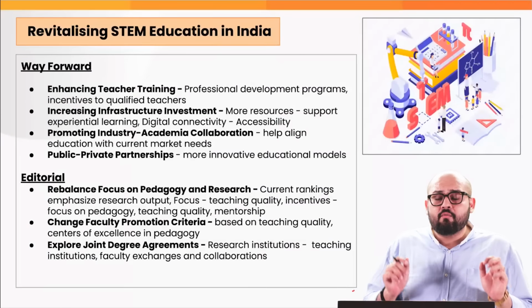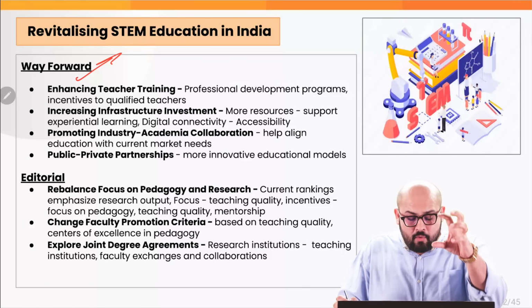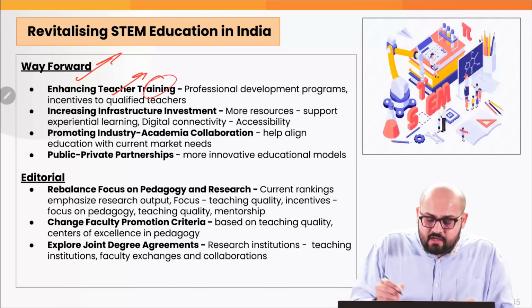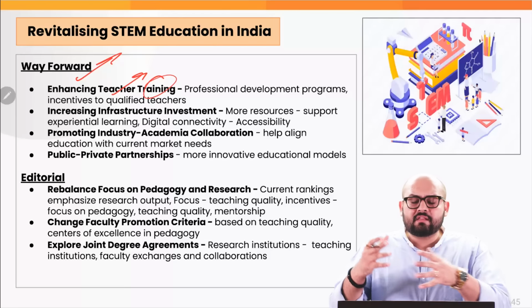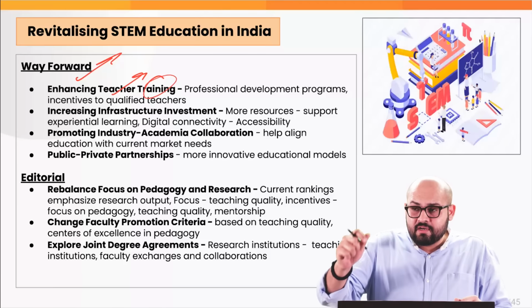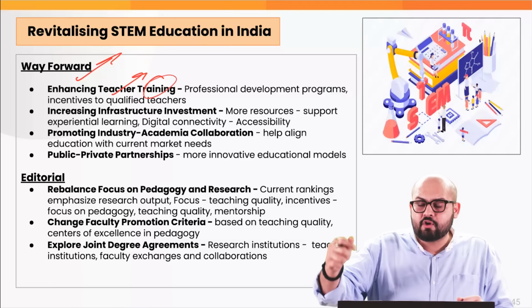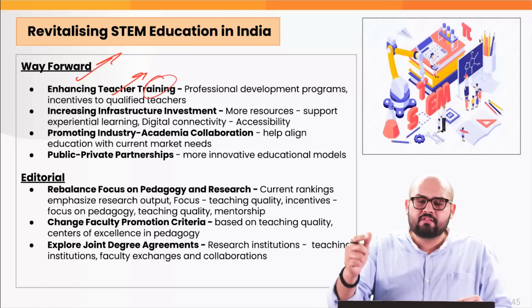Next aspect is what should be the way forward. The first is there needs to be an adequate focus on enhancing teacher training. Teacher training becomes very important. We always focus on making sure that students are given training. A student should be given vocational training. Students should be taught these skills. But that is only possible once we have good teachers with us, right?